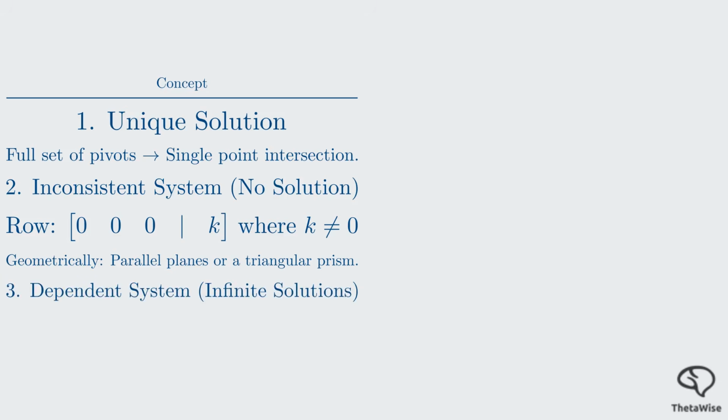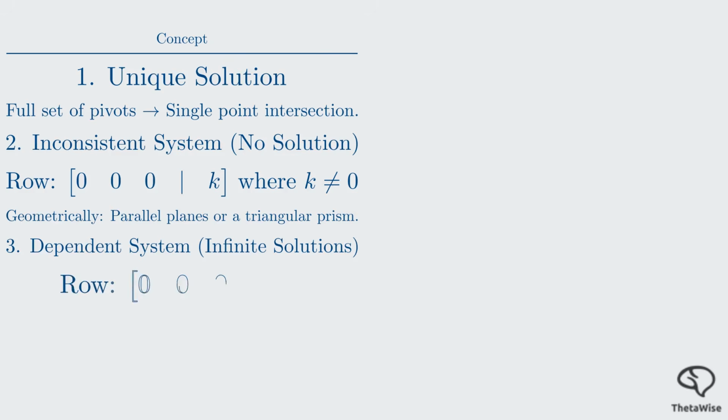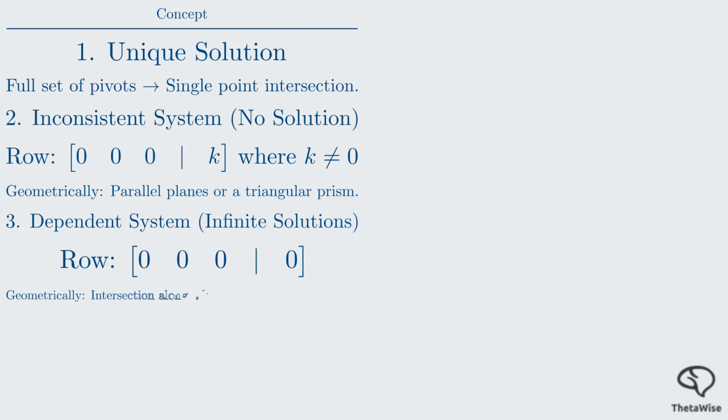If a row becomes entirely zeros, including the constant on the right, it indicates a redundant equation. The row is now 0, 0, 0 | 0. This means the planes intersect along a line or are coincident. We have an infinite number of solutions. Recognizing these patterns early in your row reduction will save you significant time during the exam.